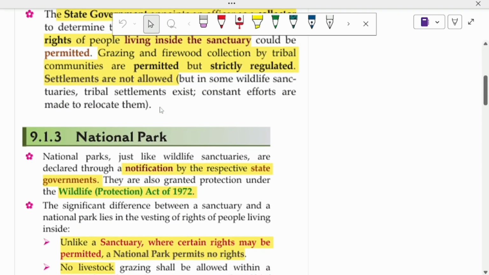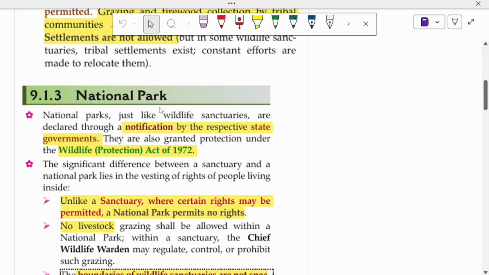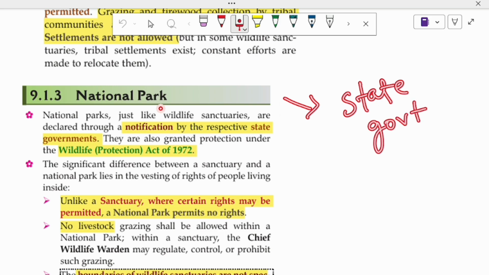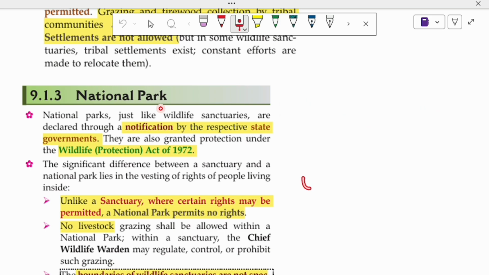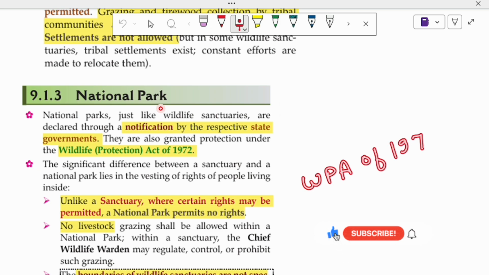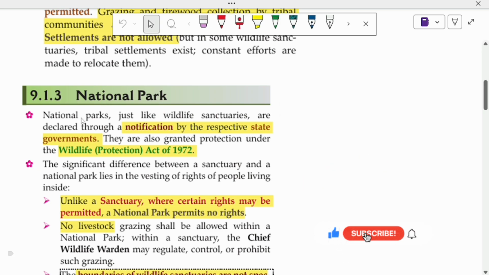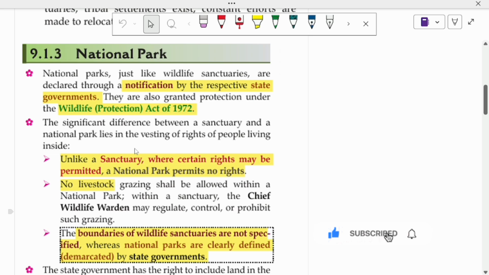Then we look at the national park. A national park, just like a wildlife sanctuary, is declared through a notification by the respective state government. They are also granted protection under the Wildlife Protection Act of 1972. The significant difference between a sanctuary and a national park lies in the vesting of rights of the people living inside. Unlike the sanctuary, where certain rights may be permitted, in the national park no rights will be permitted.